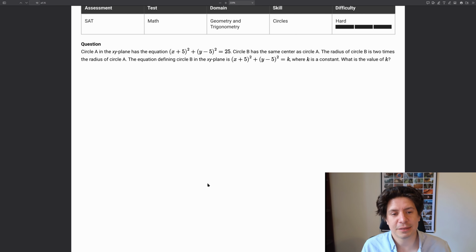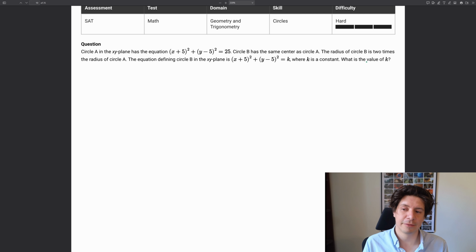Circle A in the xy plane has an equation of (x + 5)² + (y − 5)² = 25. Circle B has the same center as circle A. The radius is 2 times the radius of circle A. The equation defining circle B in the xy plane is (x + 5)² + (y − 5)² = k, where k is a constant. What is the value of k?